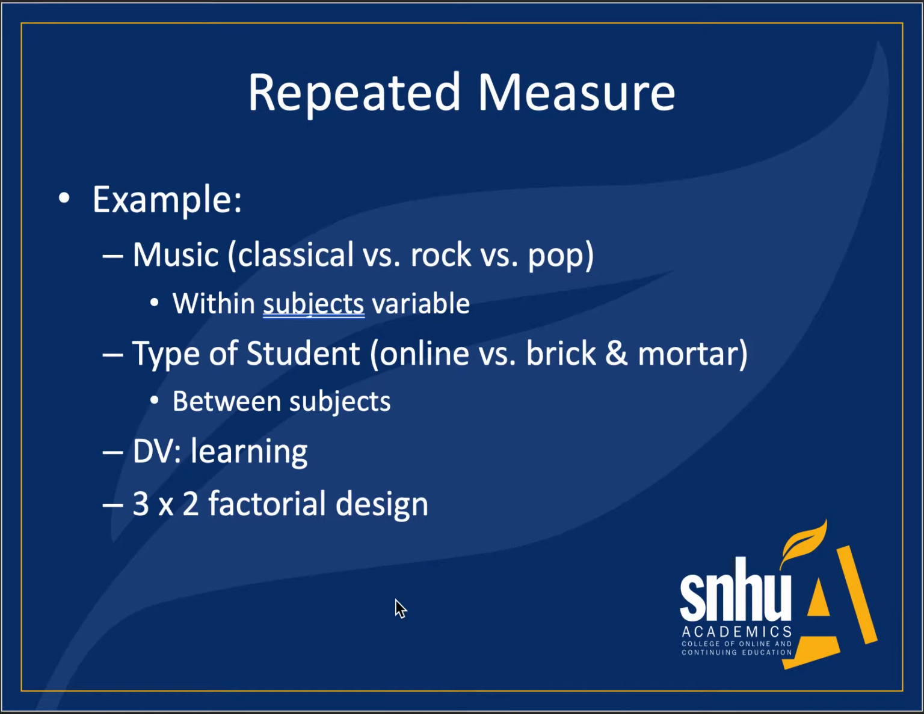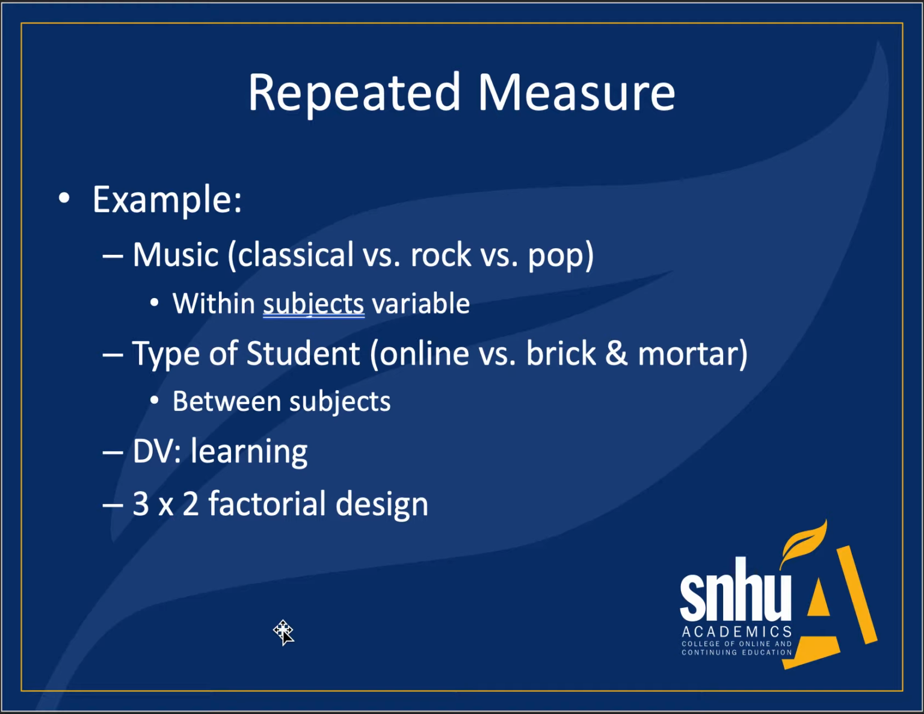But when you change it so that the participants are in both levels or all the levels of the independent variable, that's within subjects design. So taking a look at learning ability with music, and you're assigning each student to listen to classical music, rock music, and pop music, and taking a look at between subjects design, either online or brick and mortar, it's a mixed design. So there are 3 levels of music, 2 levels of students. The music is a within subjects design. However, between subjects design is for the online and brick and mortar.